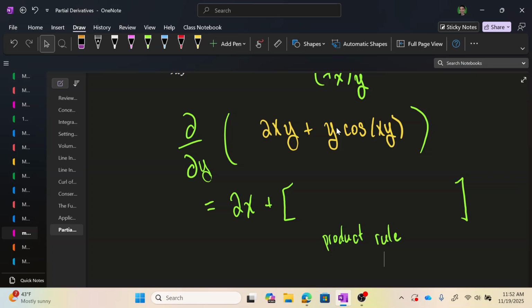So following through on product rule, we get the first function times the derivative of the second function, where the derivative of cosine can once again be found using chain rule.